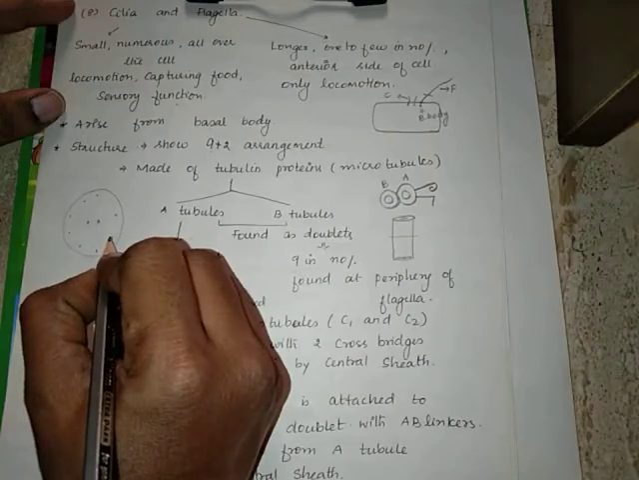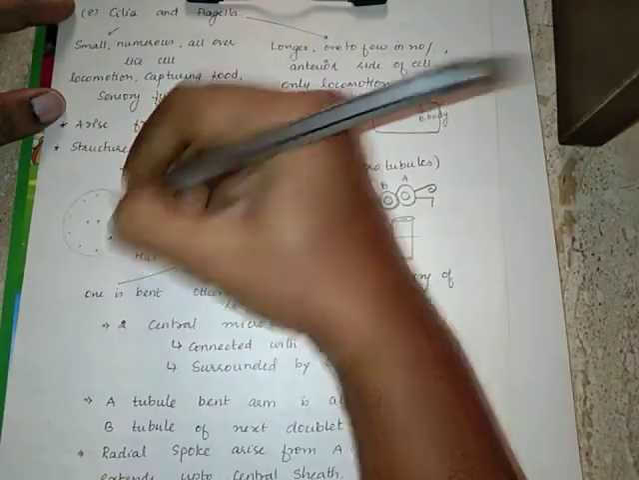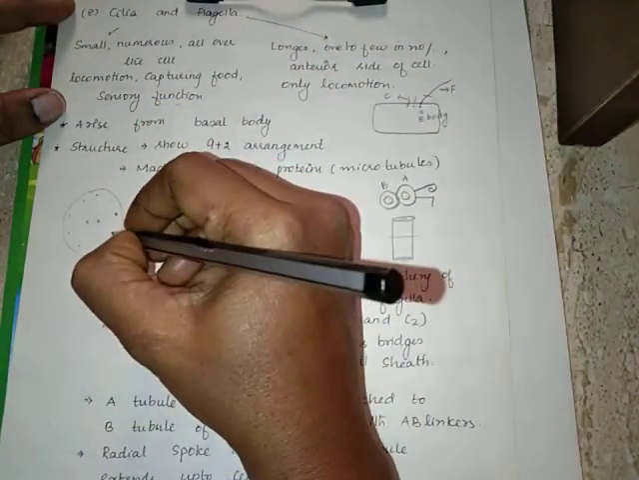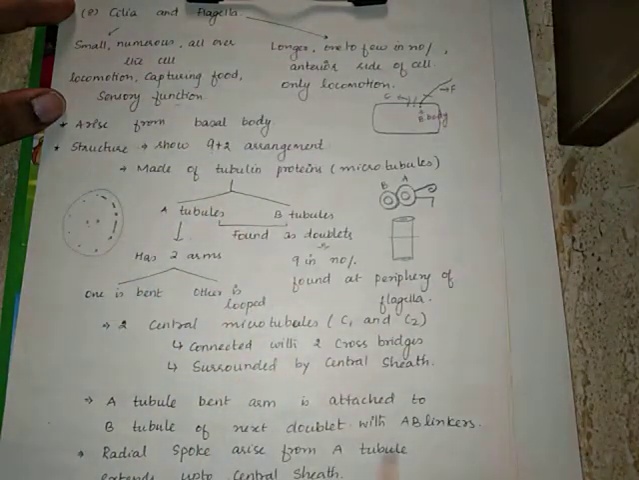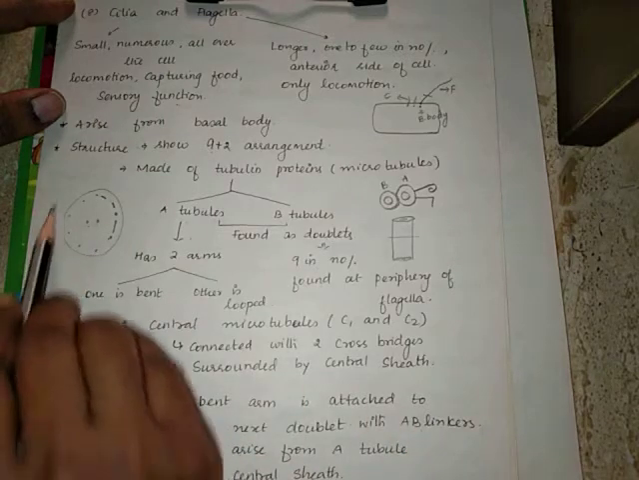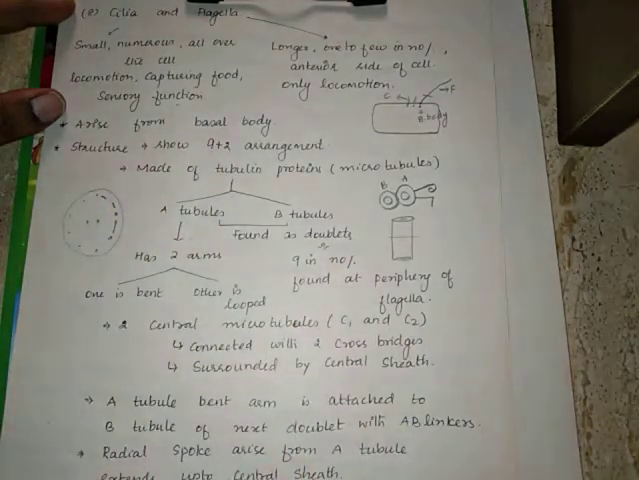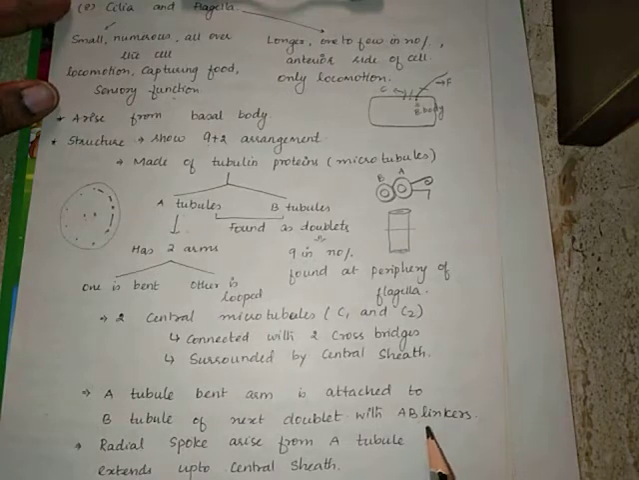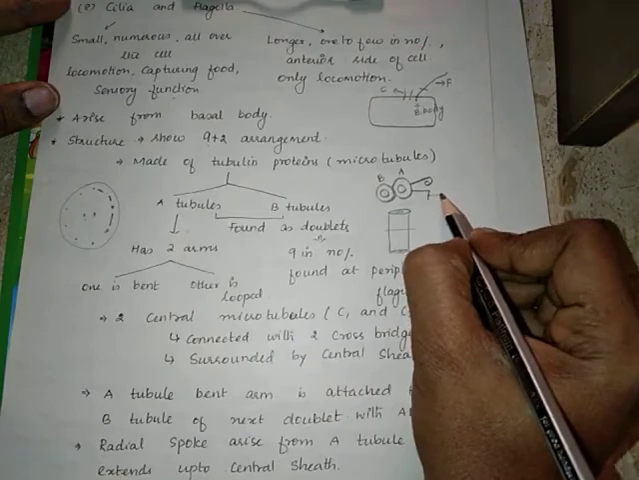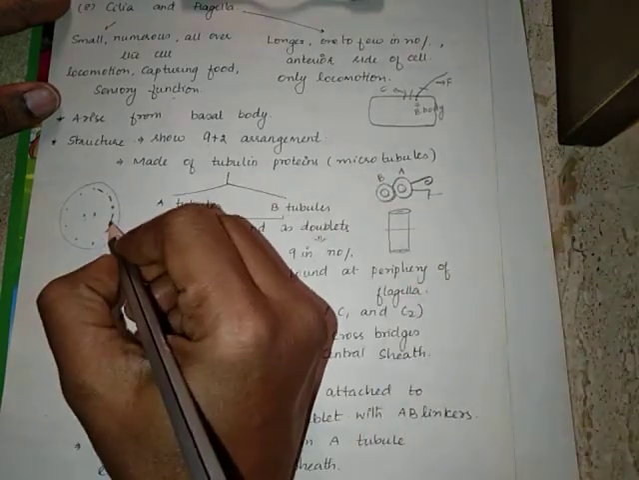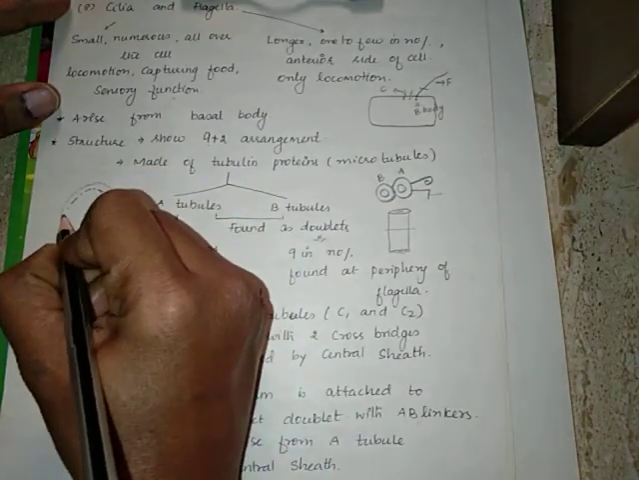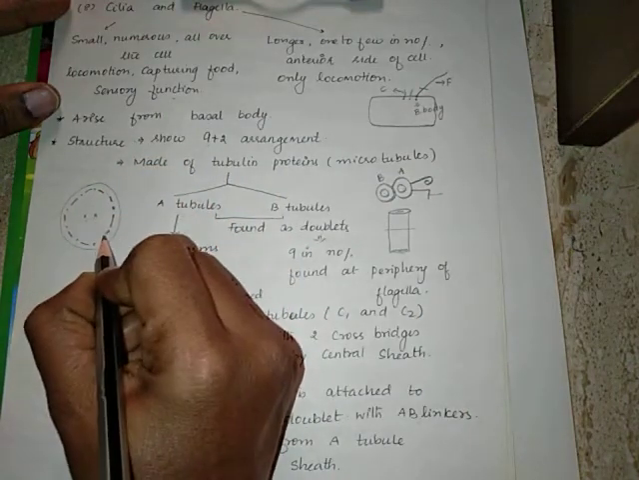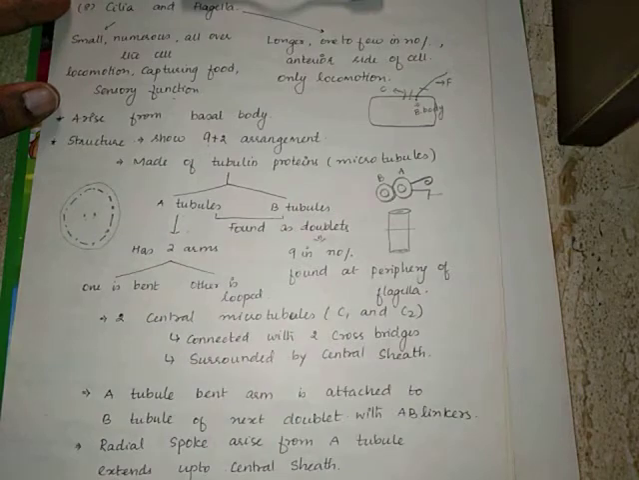Now this is a doublet, and this is another doublet. These doublets will be interconnected to each other. This interconnection is called AB linkers. I will draw this diagram bigger for you so that you understand it more clearly. First have a rough idea. The AB linkers are formed from the bent arm of the A tubule. The function of the AB linkers is to interconnect the doublets. So these doublets would be interconnected by AB linkers.